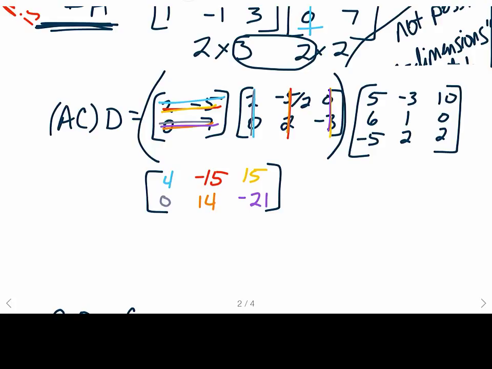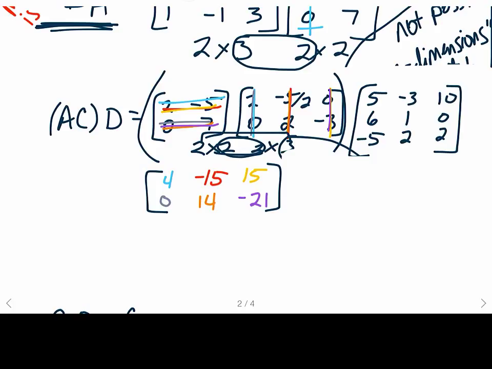We blew right past checking to see if this was even going to be possible. Let's pause for a moment and do that. A is a 2 by 2. C is a 2 by 3. And since those inner dimensions match, we're good. And of course, we see the result is a 2 by 3 matrix. D is a 3 by 3 matrix. And so the inner dimensions of those also match. And so we're going to be good to go.